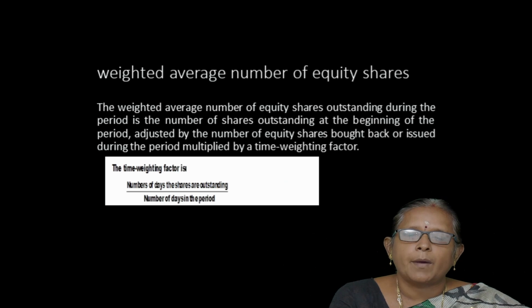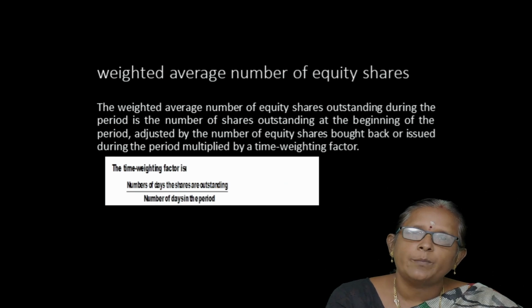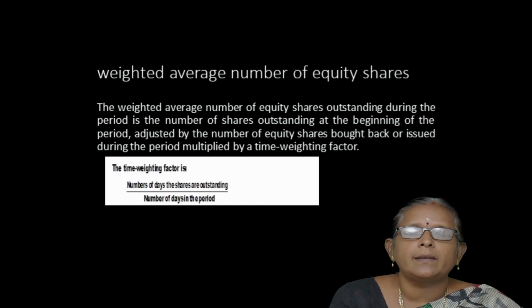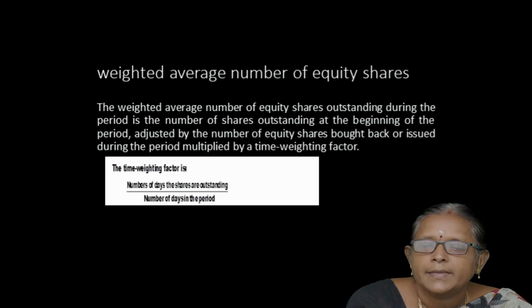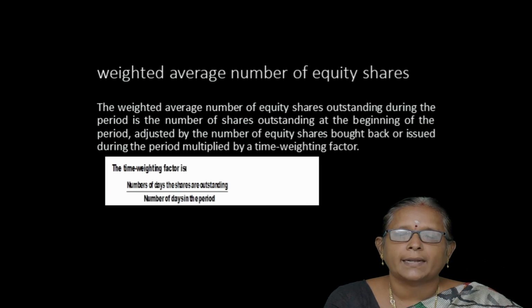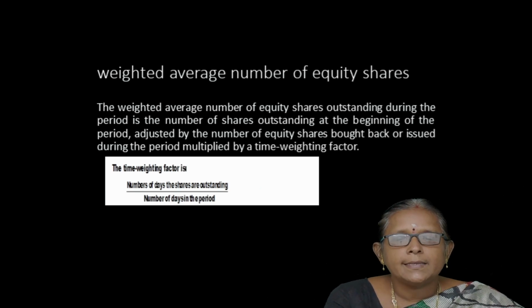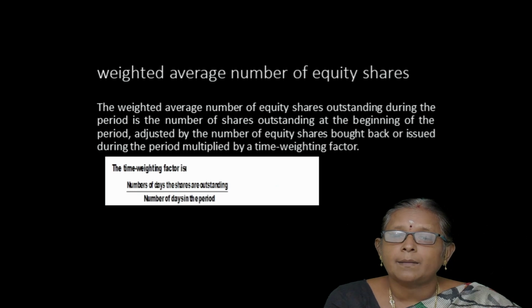Weighted average number of equity shares. There is a formula for finding out this. Before that, what are the factors to be considered for finding out weighted average number of equity shares? Here, the number of shares outstanding at the beginning. First factor you need is the number of shares outstanding at the beginning of the period. And second one is buyback of shares, that is adjusted by the number of equity shares bought back.